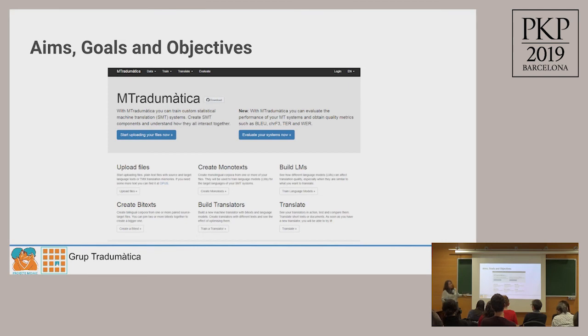As a research group, we've been working in machine translation. We've created a translation platform, not to translate, but to create our own machine translation engines. So what we've got here, MTradumàtica, is a platform to create our own statistical machine translation engines, with our own data, whether we pick it up from corpora, or data that we already have, okay?